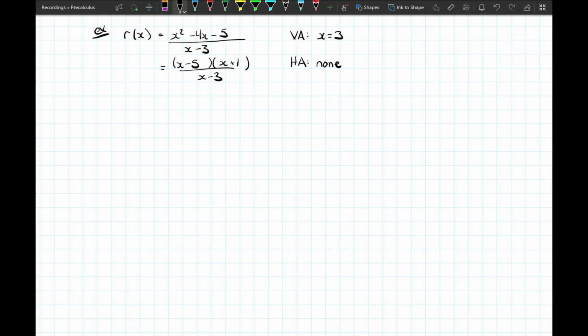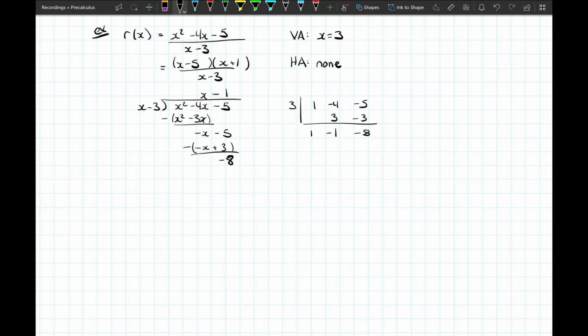Now, let's try some polynomial division here and see if we can simplify that. You could use long division or synthetic division. And whichever method you choose, we can see that r of x can then be written out in a little different form. It can be written as the quotient x minus 1 with a remainder of 8 over x minus 3. And that's equivalent to the original expression, x squared minus 4x minus 5, all over x minus 3.